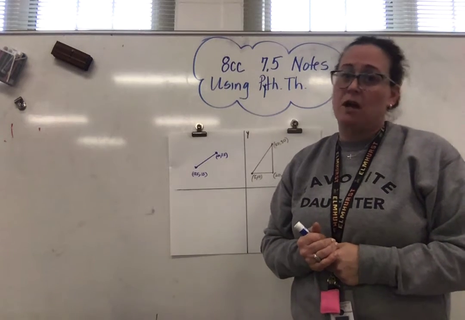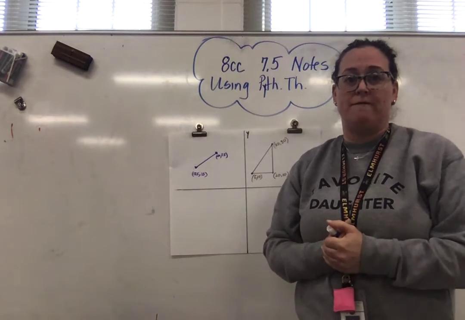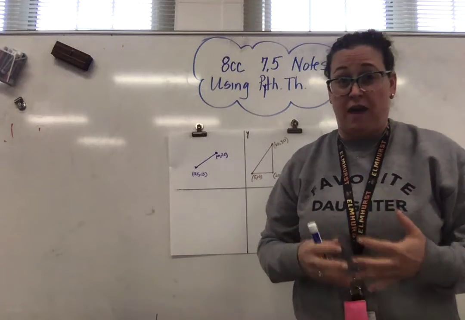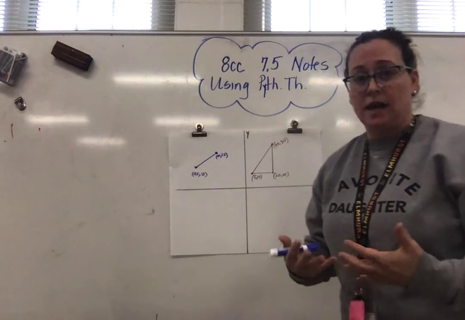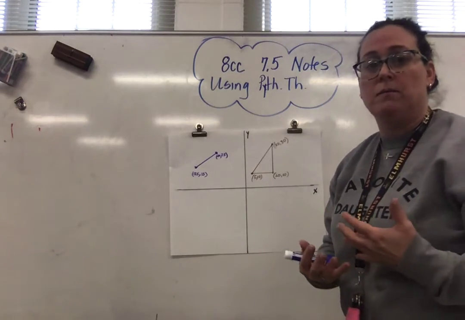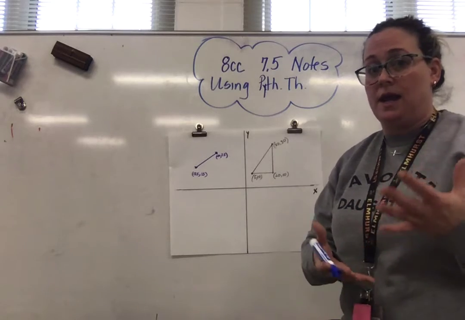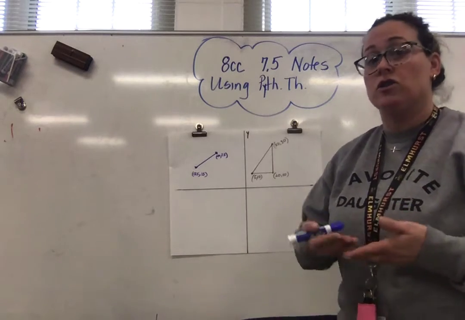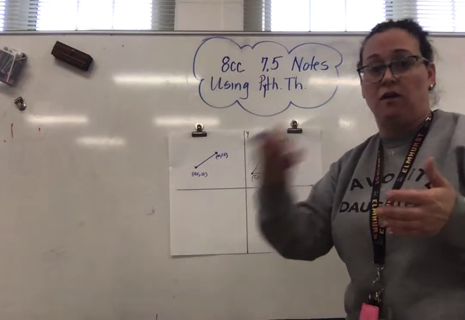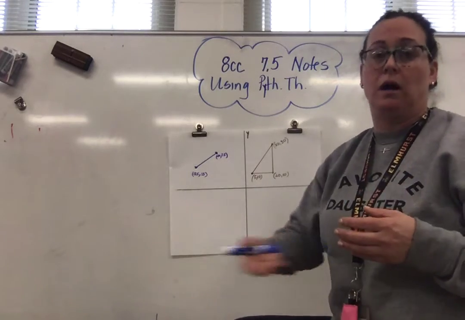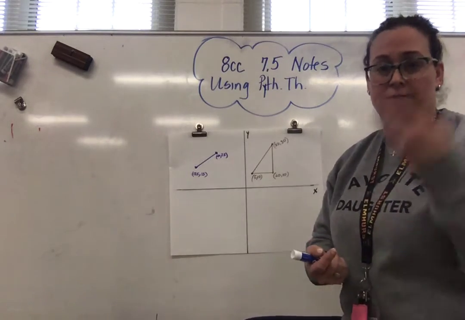Hey everybody, we're going to talk about the 8th grade Common Core lesson 7.5 notes. We're going to be using the Pythagorean theorem. Anytime you have a word problem in which you can use a right triangle, you're going to use the two legs to figure out the hypotenuse, or a leg and the hypotenuse to figure out the height.